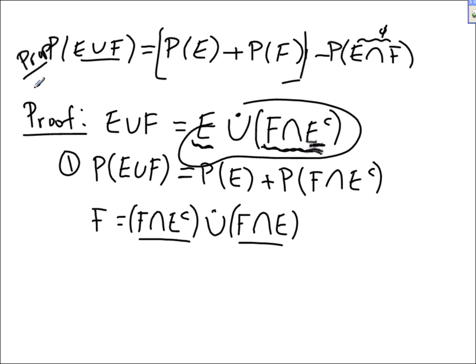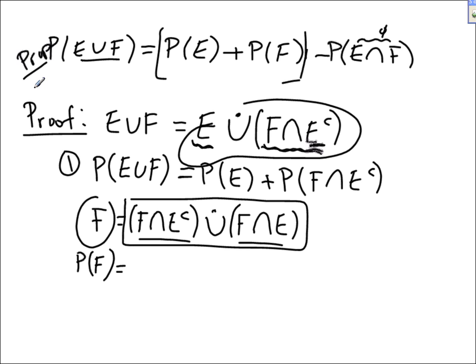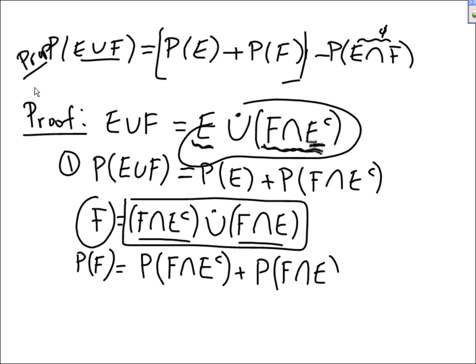This set and that set are mutually exclusive. So the probability of the left side, that is the probability of F, is equal to the probability of the right side. But since the right side is the union of mutually exclusive sets, I can write the probability as the sum: the probability of the first set plus the probability of the second set. And this I'm going to call equation number 2.